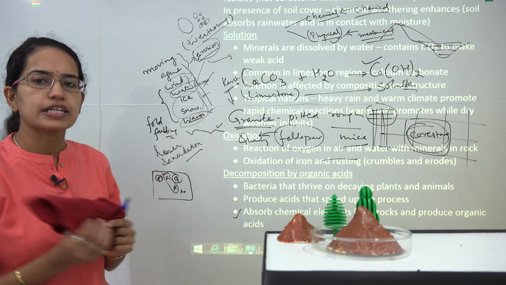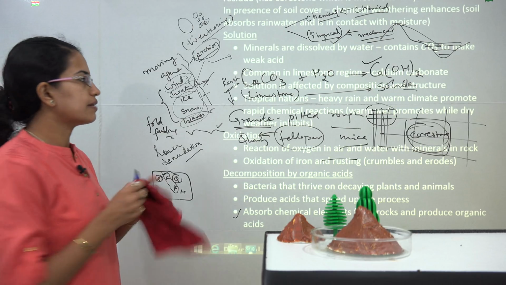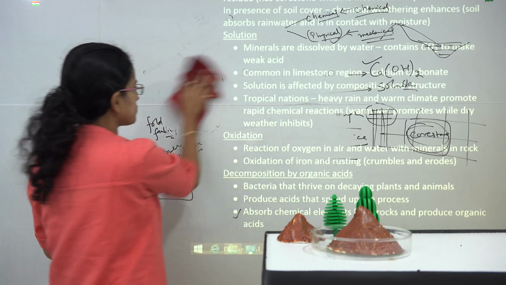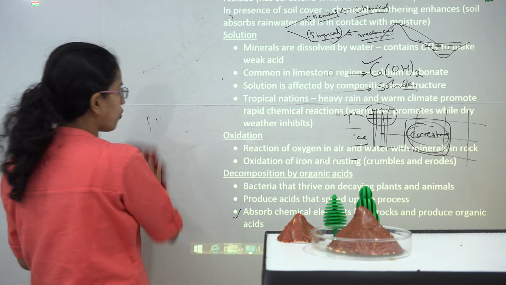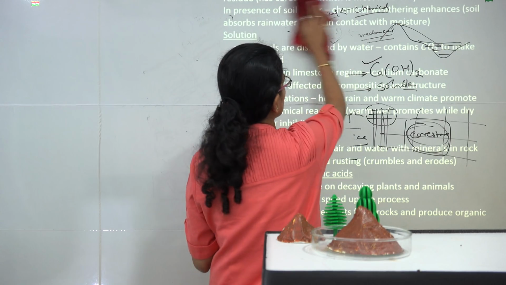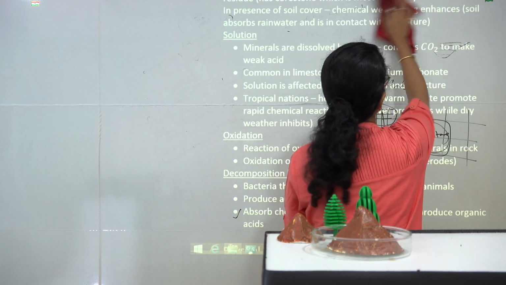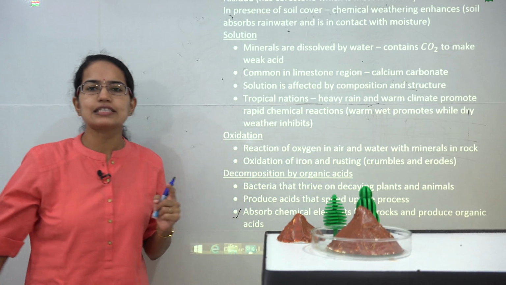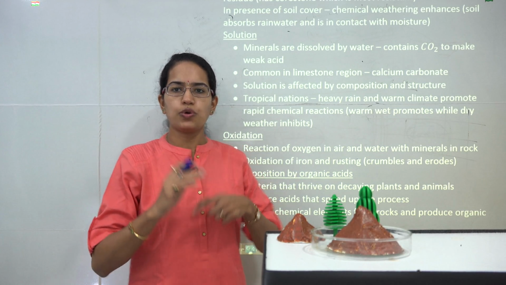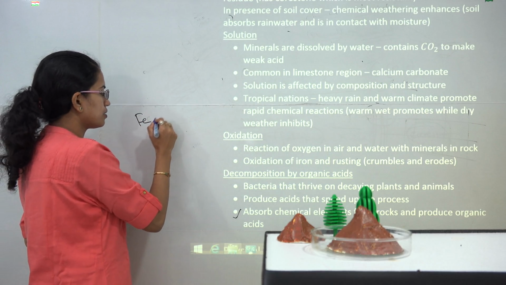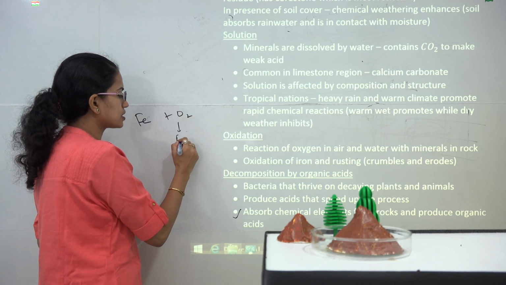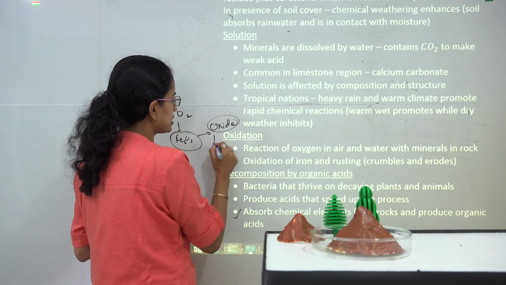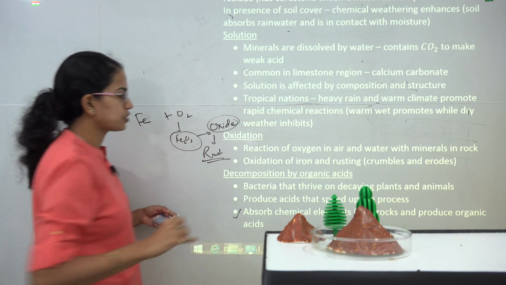So let's talk about the various types of chemical weathering. The first is solution, which we already talked about, common in regions where the rainfall is heavy and the climate is warm and wet, and minerals dissolve into water. Limestone topography is a very good example of solution. The next is oxidation. What is oxidation? Oxidation simply is the rusting of the surface. Iron, when exposed to oxygen, forms iron oxide, and this iron oxide forms a layer of rust. That process is known as oxidation.